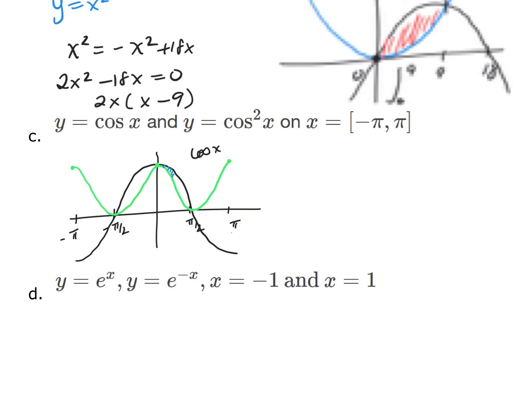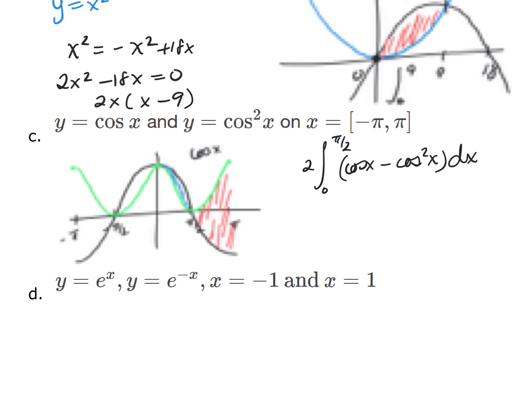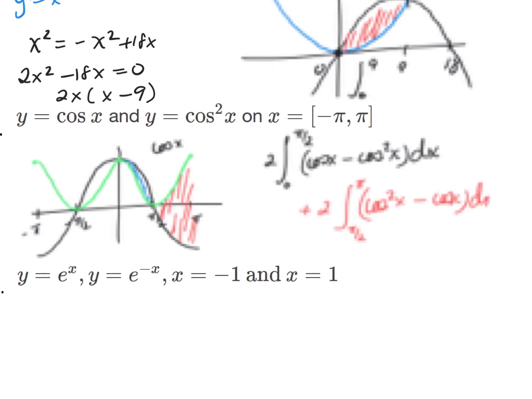But I also have this area in which, so I'm going to have this area from 0 to pi halves, multiplying by 2, so I get both sides. My upper function is going to be the cosine of x. My lower function is going to be the cosine squared of x, and dx. But then here in this region, my cosine squared is going to be the upper function. So then I'm going to have plus 2, and this integration is going to go from pi halves to pi. Now my cosine squared is the upper function, and my lower function is the cosine of x dx.